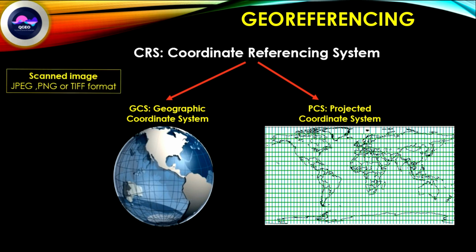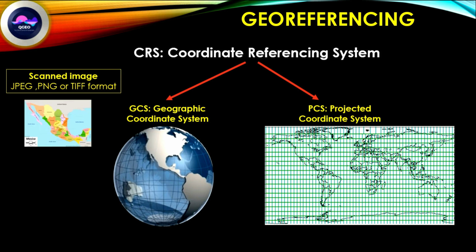In scanned image, we first put the angular unit and datum to convert it to GCS or geographic coordinate system. In case of the country Mexico, we first put the angular unit and then the datum surface, and it will represent the geographic coordinate system.